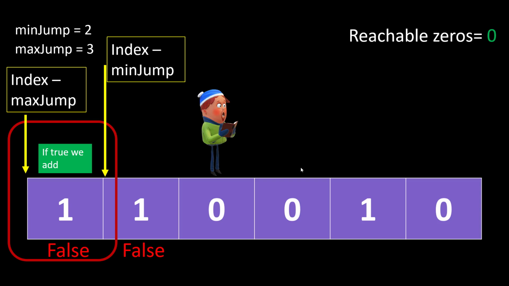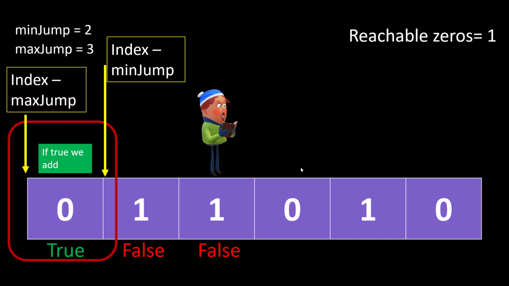It represents whether there exists any index in the window from which you can jump to the current index, and with each index we will be updating the number of reachable zeros. So this becomes a case wherein the value is 0 but it is not reachable to us. So that's why the answer for this index is false. We cannot reach this particular index.